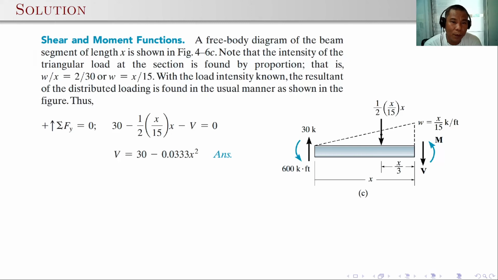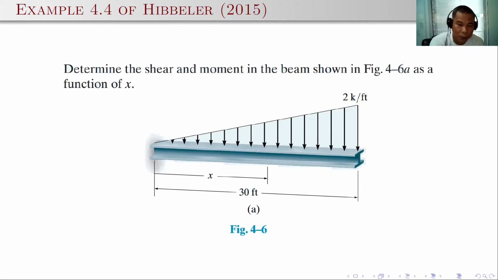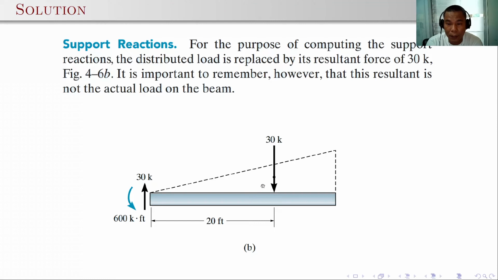For the shear and moment functions, it's easy if we can just cut a portion of the beam, for example a certain portion here for a particular x distance. So you need to determine the height of the loading at x distance. You can just use a ratio and proportion. This height is to the total height of 2 kips per foot as the distance x is to 30. So that's 2 times x over 30, that's 1 over 15 x.